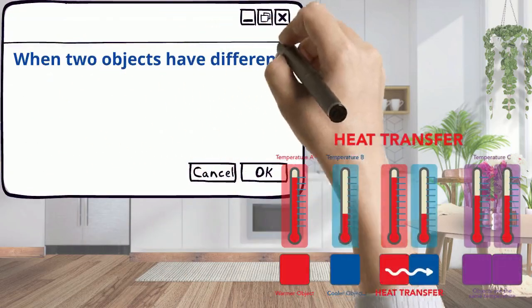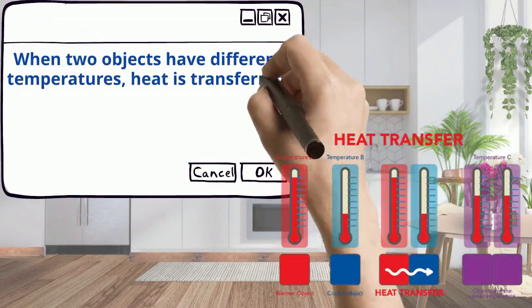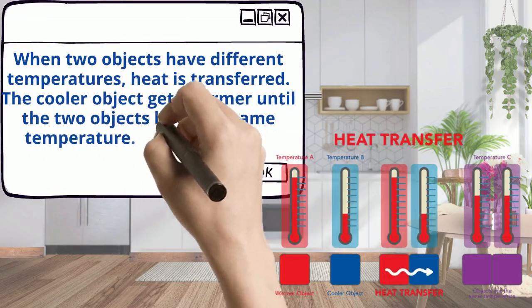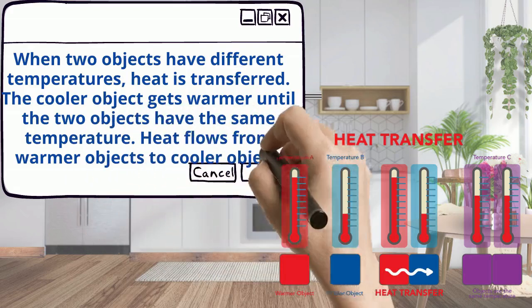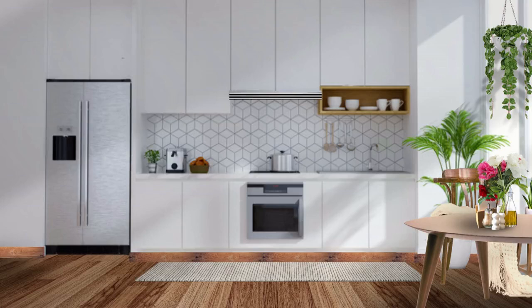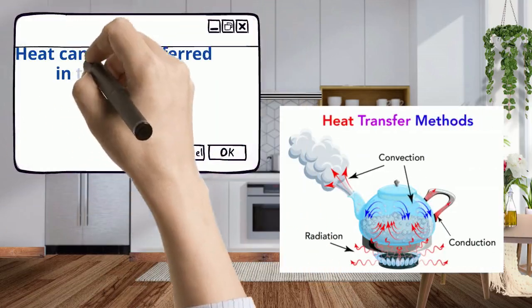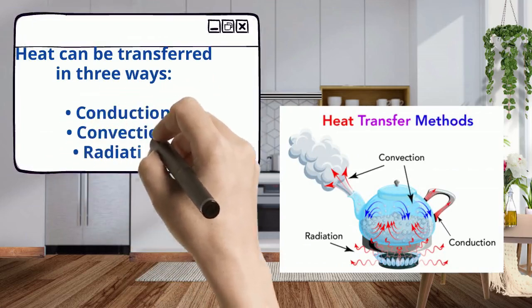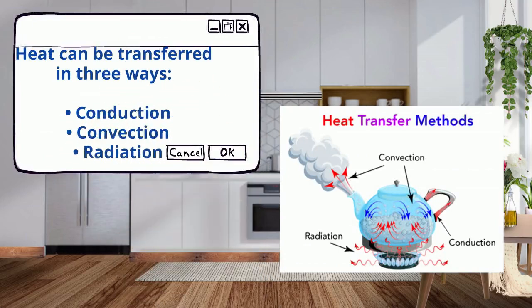When two objects have different temperatures, heat is transferred. The cooler object gets warmer until the two objects have the same temperature. Heat flows from warmer objects to cooler objects. Heat can be transferred in three ways: conduction, convection, and radiation.